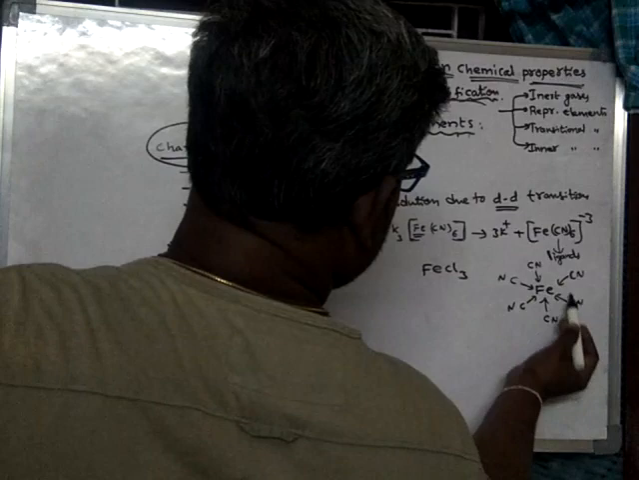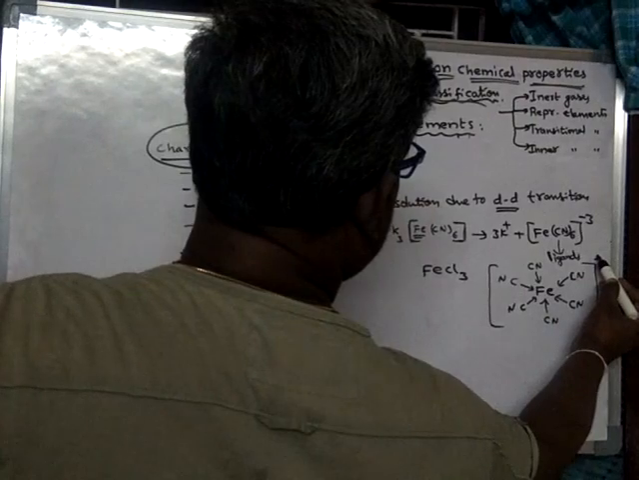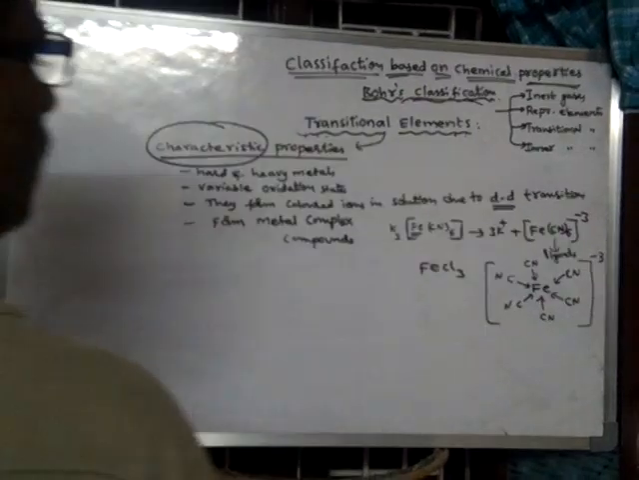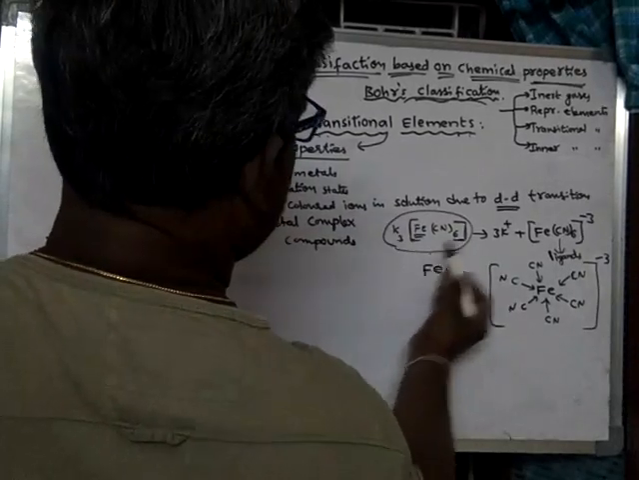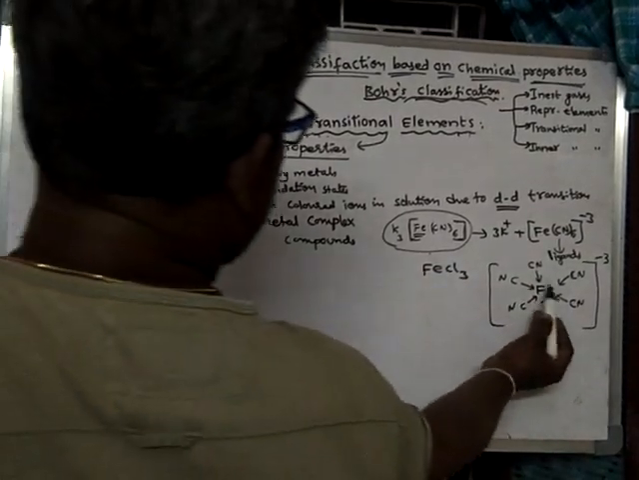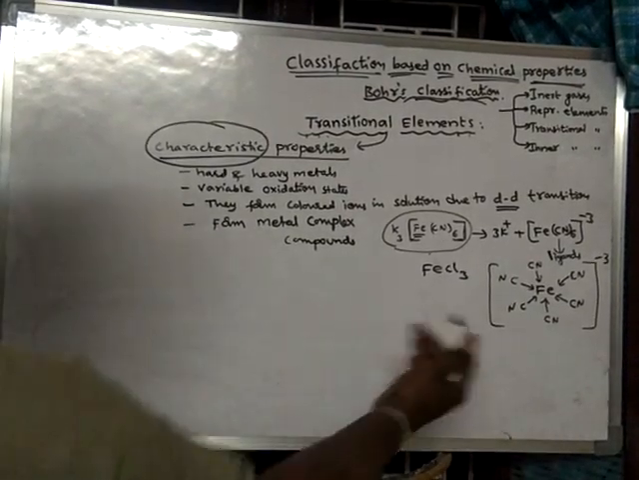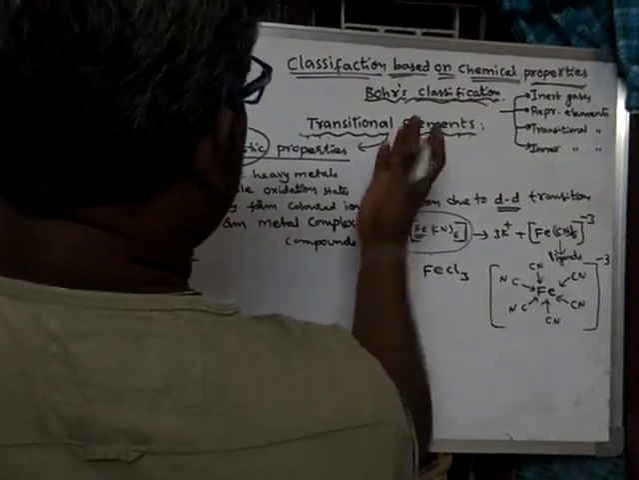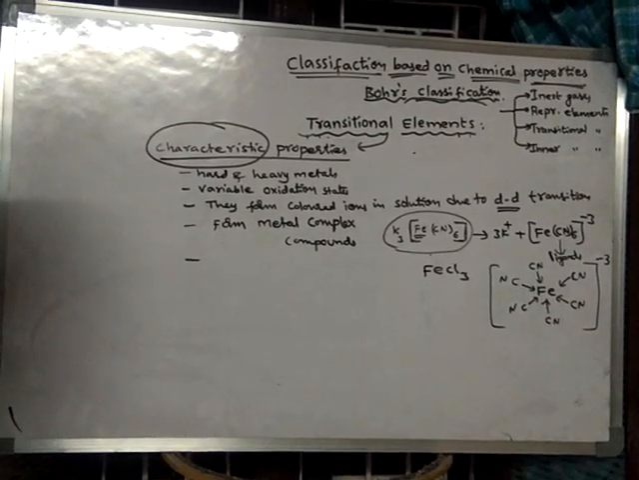Now this is the arrangement of this complex ion. This is called a complex ion, and this is a complex compound. From a complex compound you will get complex ions. So here the iron is forming a metal complex compound, a complex compound of iron like this. Such compounds are formed only by transition elements. Only transition elements form complex compounds.